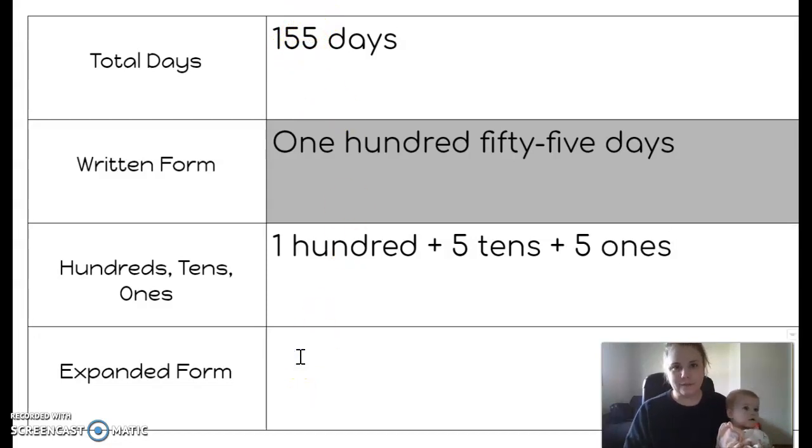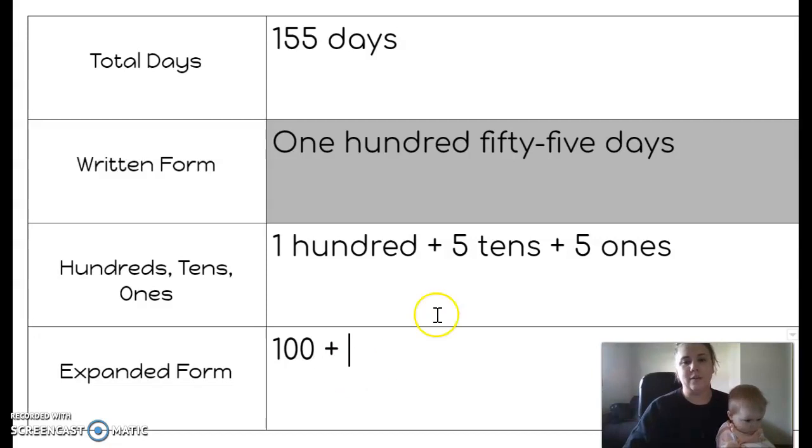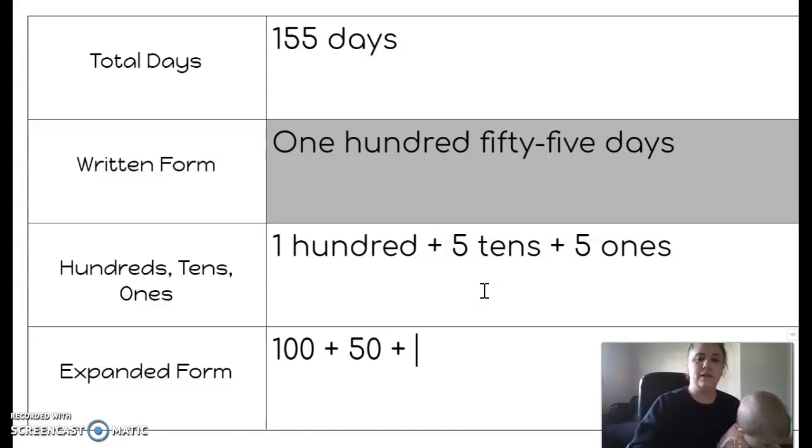Now we write our expanded form. Remember, when we write our expanded form, we use our hundreds, tens, and ones and our total days to help us. So expanded form, we have 100 plus how many tens? There's 5 tens. Let's see what that equals. 10, 20, 30, 40, 50. Plus how many ones? 5. Good. And that equals 155.